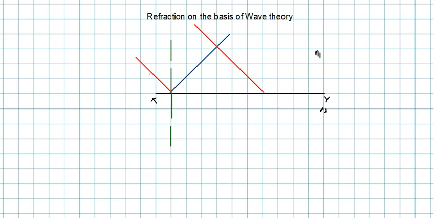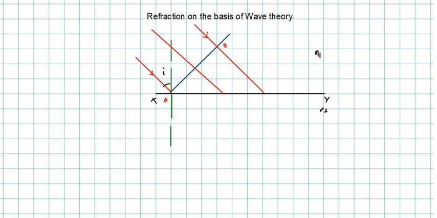Now, this wavefront is AB. Let us bring in another ray, which is passing through the center. The wavefront is incident at the interface at an angle i. That means this angle is i.